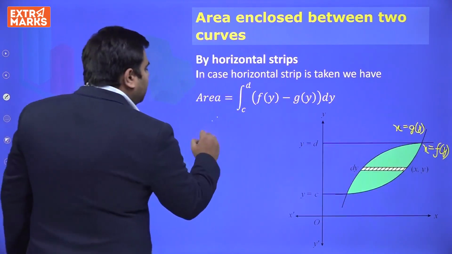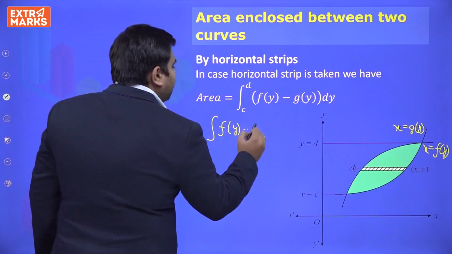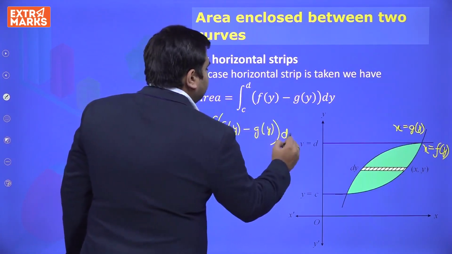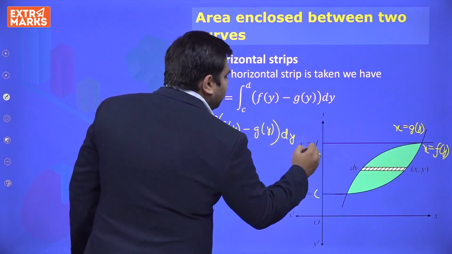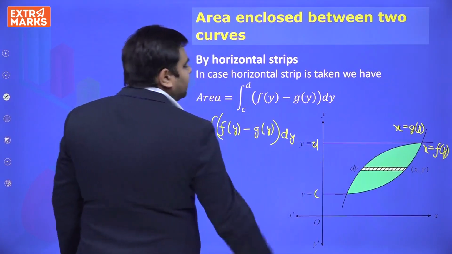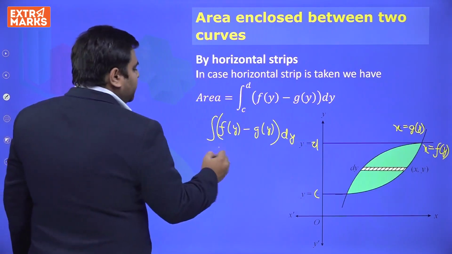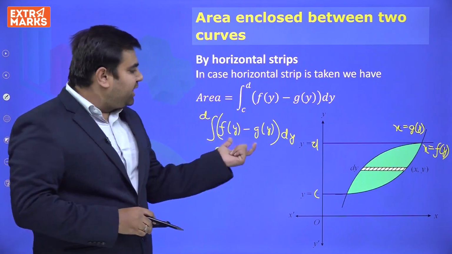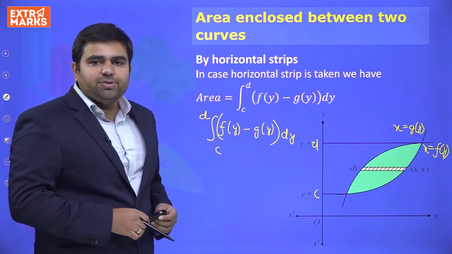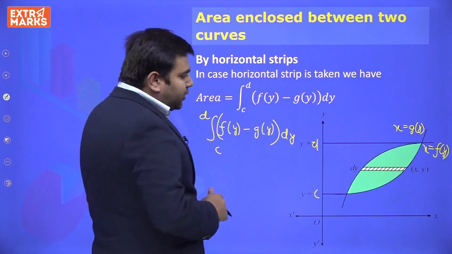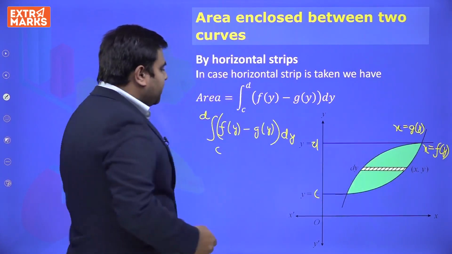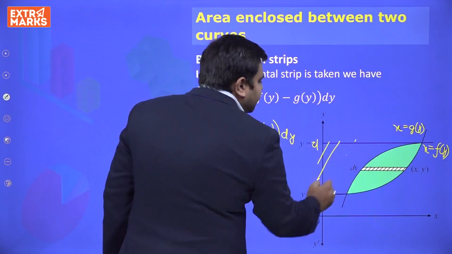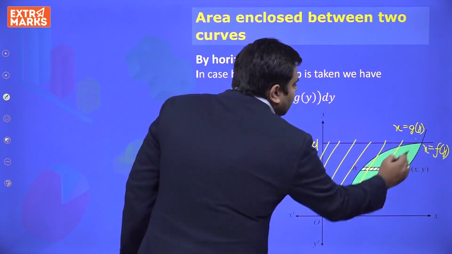So this will come out to be the integral of f of y minus g of y dy, where y gets varied from C to D. Why have I taken the right side curve first and the left side curve afterwards? Because if you look at f of y dy, this would be the complete area.